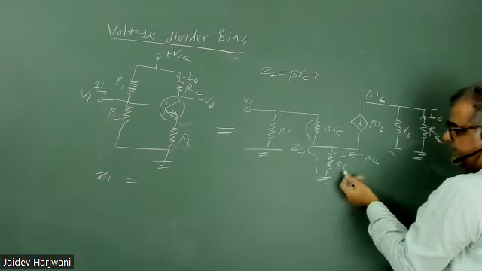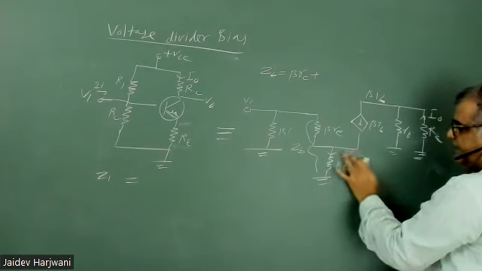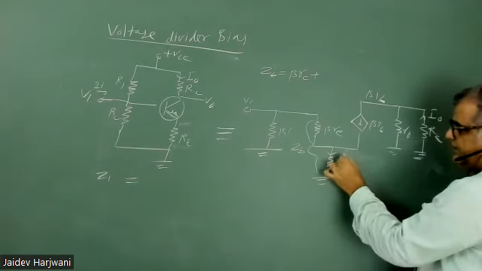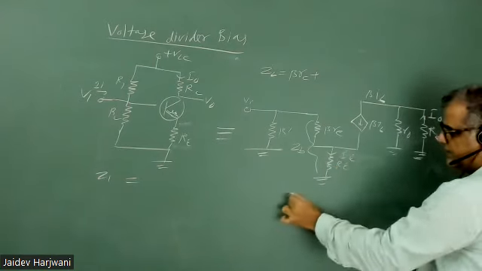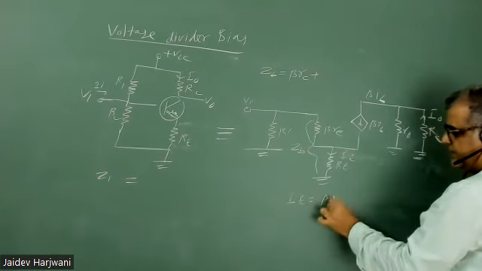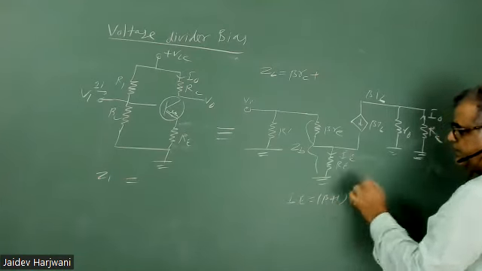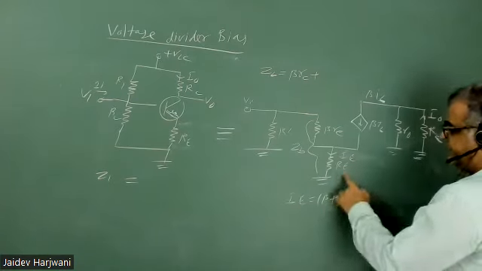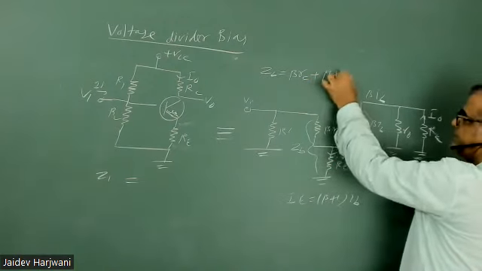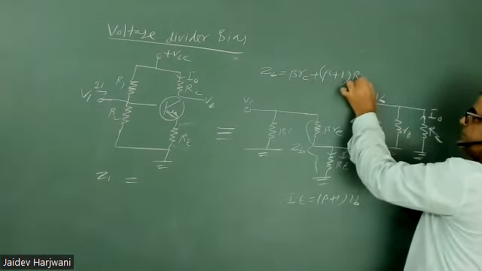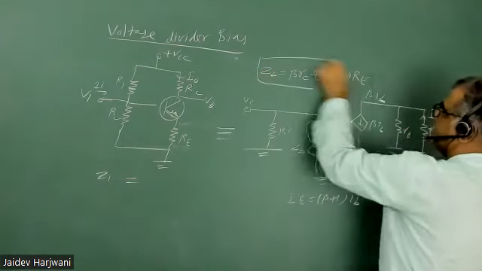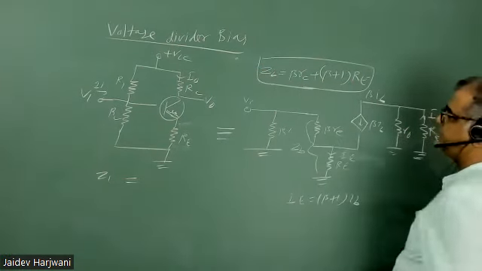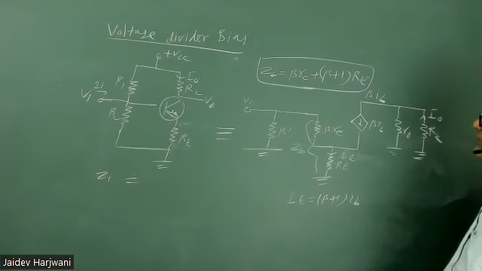Either you write beta plus 1 RE, or you write IE. This is IE. So IE is beta plus 1 times IB. So now my resistance will become beta plus 1 Re. So this is the exact expression for ZB. Now if you want, you can also write beta Re plus Re if you neglect 1.